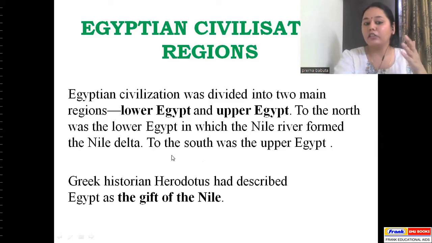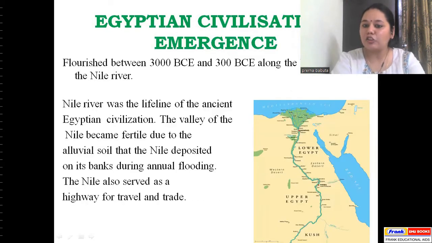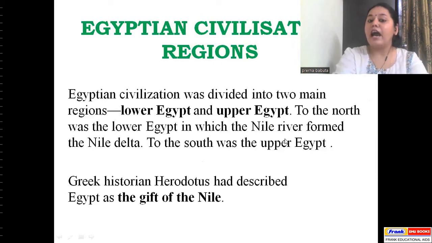Okay, so to the northern part was the lower Egypt, in which the Nile River formed the Nile Delta. So can you see this triangle-like structure? This triangle-like structure is also called a delta. So this is where lower Egypt was found on the northern side. And then to the south was upper Egypt, like I've already shown you.